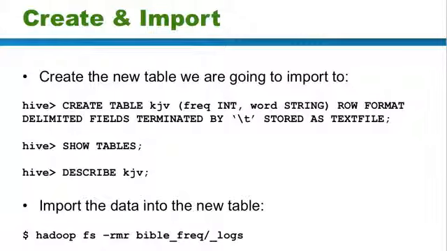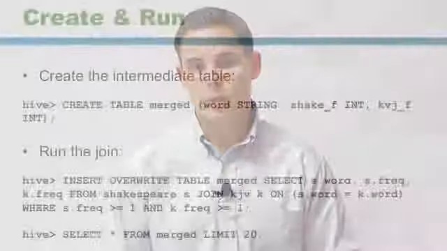Let's create a merge table. That's going to allow us to actually store the merged files once we join them. So we're going to insert overwrite the table merged, and then select what we want to join. Then you can do a Hive select star from merge limit 10, and that'll give you the top 10 results of the join.